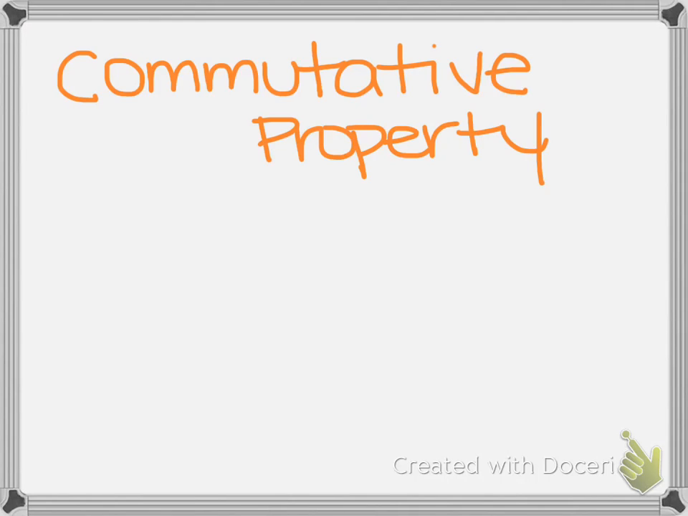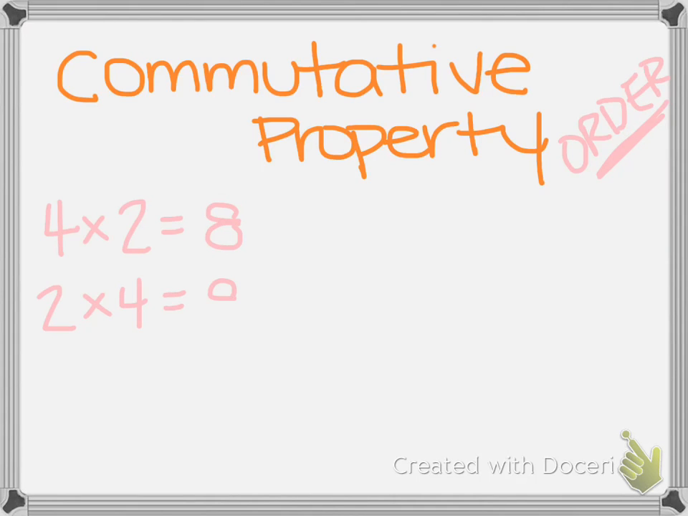First of all, let's talk about the commutative property. I like to call the commutative property the order property. It's because with multiplication and addition, it doesn't matter which order you do it, you're going to end up with the same total. Let me show you. We know that 4 times 2 equals 8. But we can also switch up the order of those factors and do 2 times 4, and we get the same product. 2 times 4 equals 8. So as you can see, it doesn't matter which order we multiply, we get the same product.